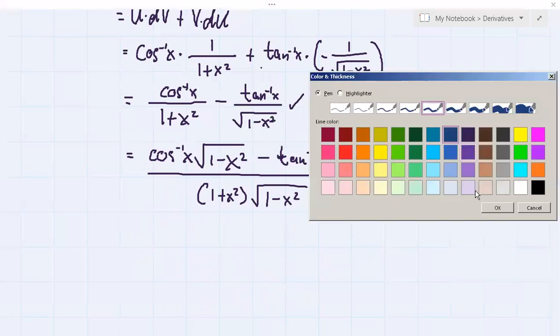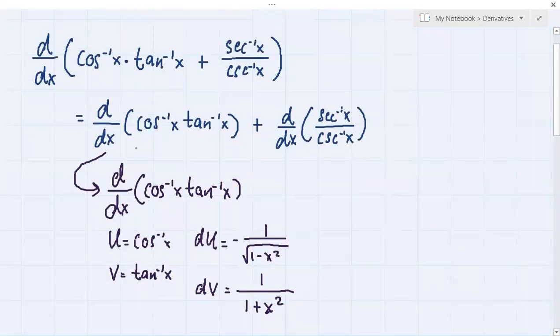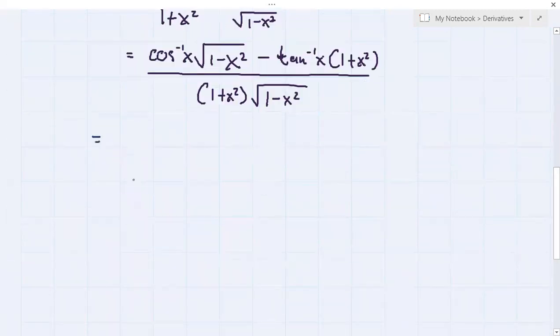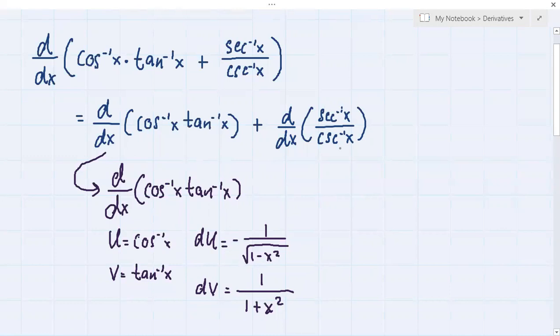So, nakuha natin yung derivative ng first term natin, which is ito yun di ba? Derivative ng arc cosine times arctangent. So, in here, we have arc cosine x all over 1 plus x squared minus arctangent x all over the square root of 1 minus x squared. Now, let's proceed to the next term, which is derivative ng arcsecant all over the derivative ng arccosecant.